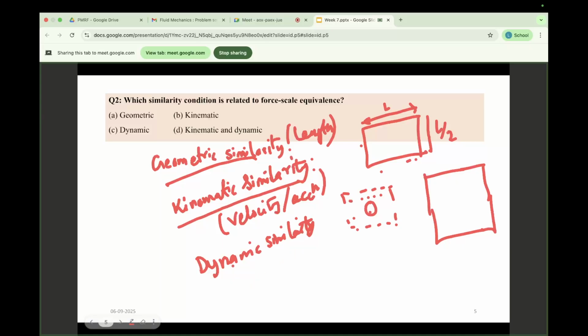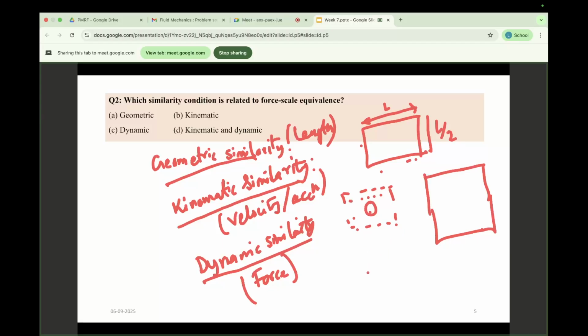Next is dynamic similarity. In this dynamic similarity, we have to deal with the force. So what do we need to scale? We need to scale the force. The force is scaled the same way in the model and the prototype. What is the model you need to design and what is the prototype you are working on? Both things should have the force.